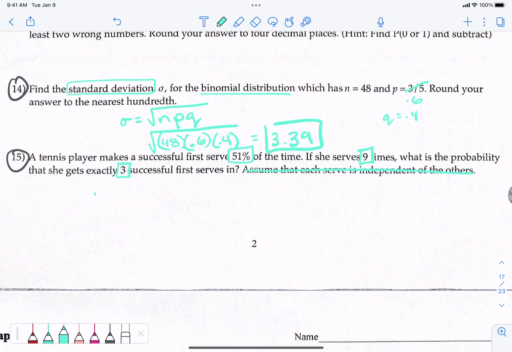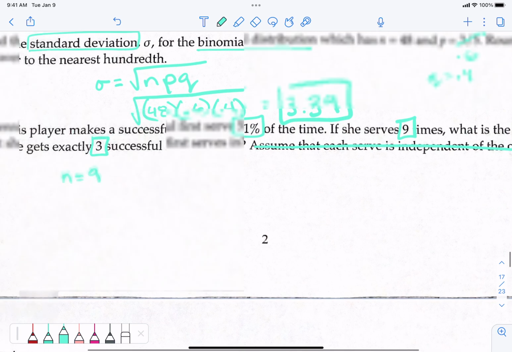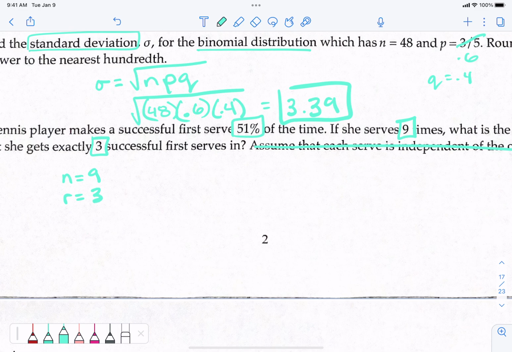n equals 9. Got it. Okay, what's some other stuff? r is 3, right? Okay, what else you got? p is 0.51. Got it. So I just start pulling out information, and then it's kind of clear what you do. q is 0.49. So how do we calculate this?